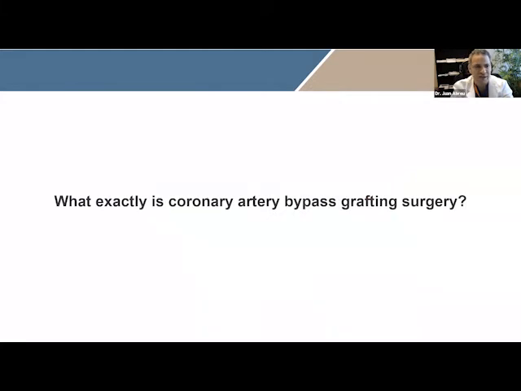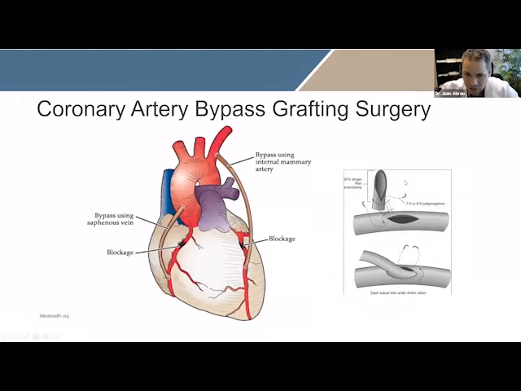So what exactly is this that we're talking about? Once you get diagnosed with coronary artery disease, you will most likely have an angiogram, right? The angiogram is a study that your cardiologist will do. Either they will access your wrist or your groin. They put a little catheter in there, go all the way up to your heart, inject some contrast and take pictures. I have a picture of that coming up.